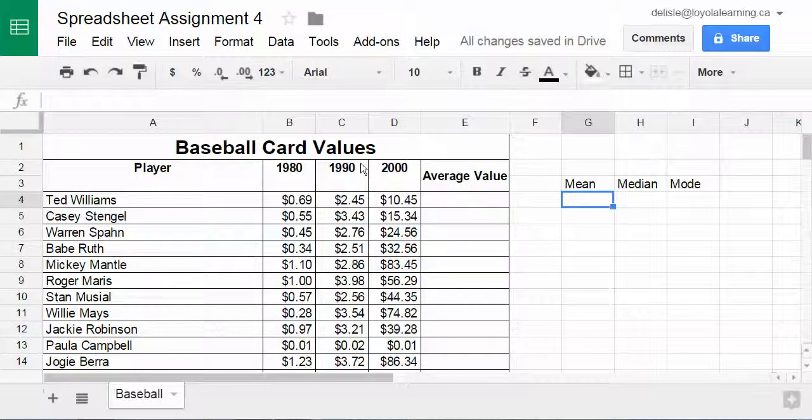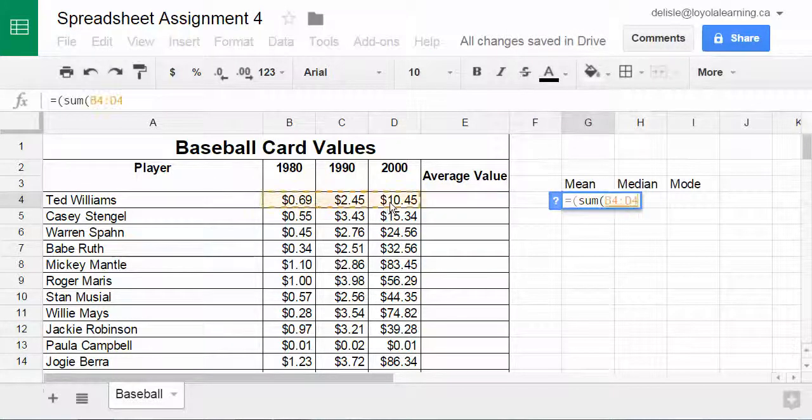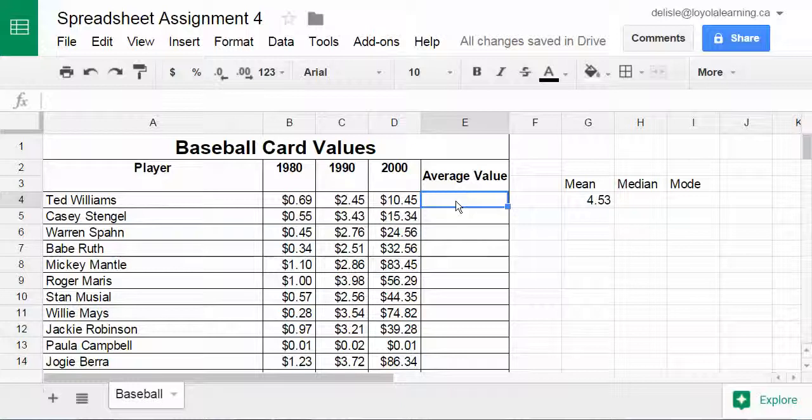So we could do it the long way. We could say equals, I put a bracket for sum of those three numbers. Close the bracket and divide that answer by 3, because there's three numbers. Good to know what that means, okay? Or we could just use this function called equals average.